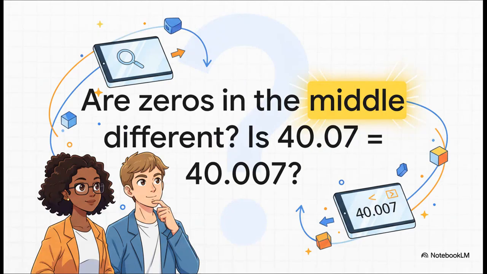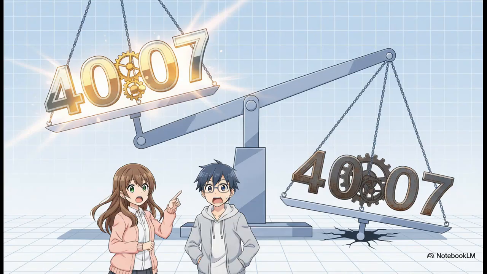Okay, so zeros at the end don't matter. Got it. But what happens if we stick a 0 right in the middle? Is 40 and 7 hundredths the same thing as 40 and 7 thousandths? Now this is a different story. No way. These are absolutely not equal, not even close. You see, when a 0 is in the middle, between the decimal point and another number, it is a super important placeholder. In 40.07, that 7 is in the hundredths spot. But in 40.007, that extra 0 pushes the 7 way over to the thousandths spot, which makes it a much smaller value. So remember, location is everything.